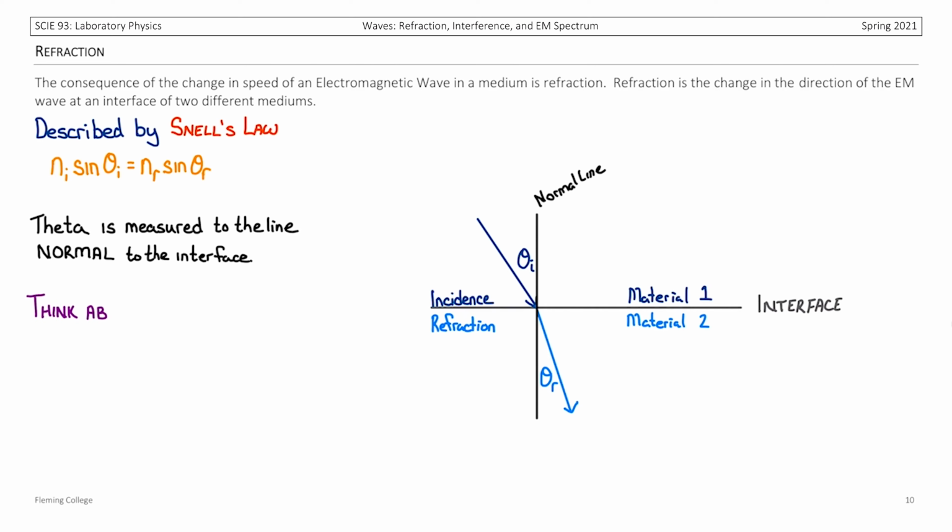It's been a while since we've had to think about this question. Based on the diagram that I just drew, and what you can see from Snell's law, is the index of refraction in the incidence material or the refraction material the greater?